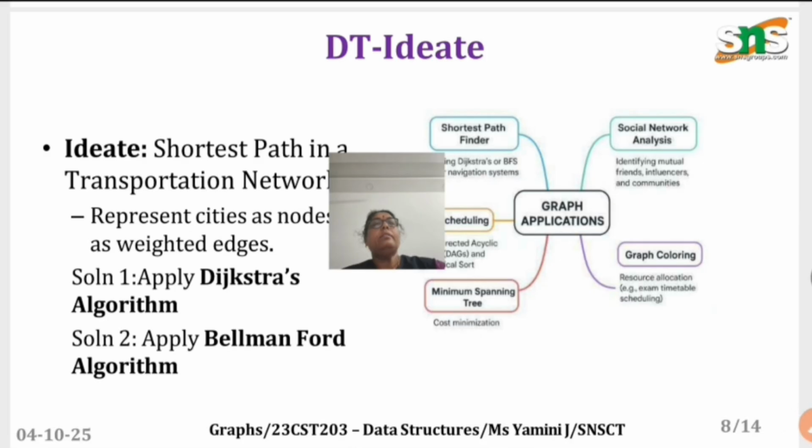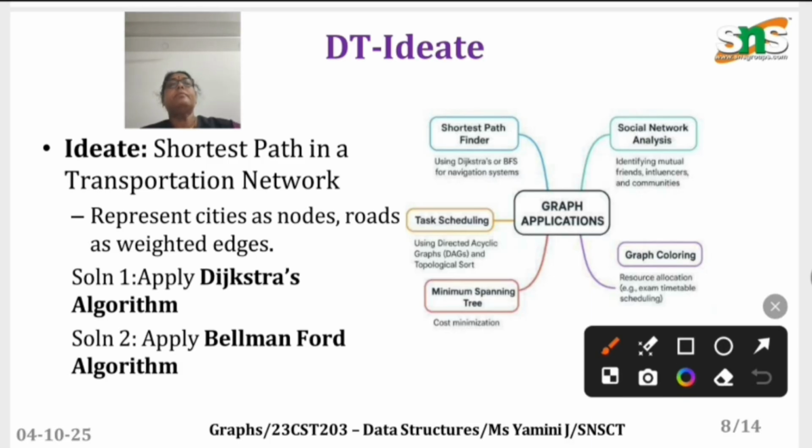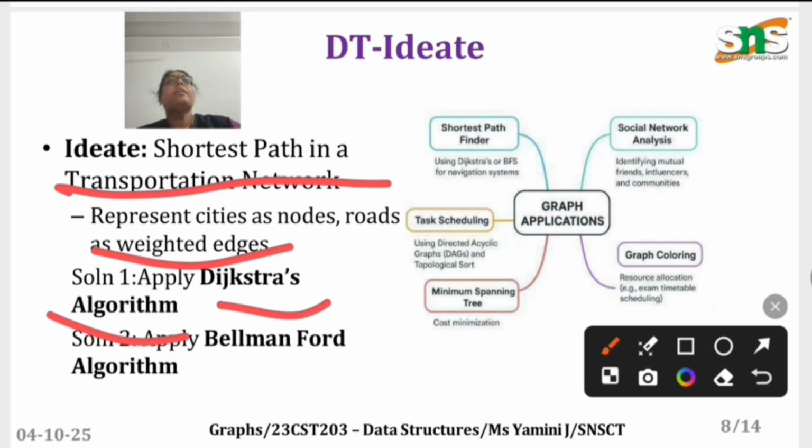Next one, let us apply this. Suppose we need to find the shortest path in a transportation network. We represent a city as a node and a road as a weighted edge. We can apply Dijkstra's algorithm or the Bellman-Ford algorithm to solve this efficiently.